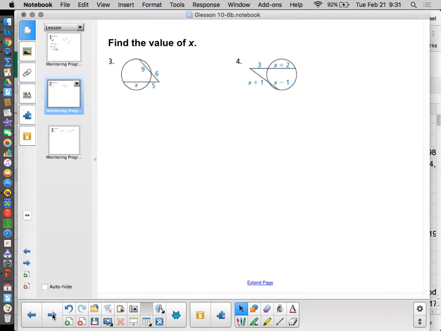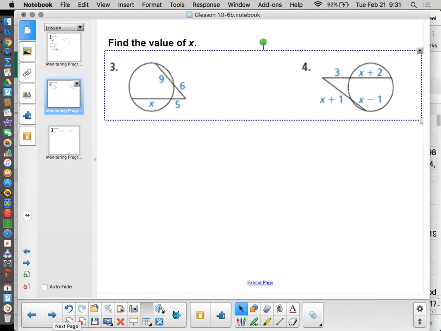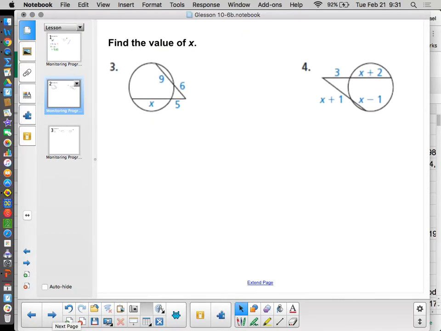Same thing's taking place here, it's just that the point of intersection is moved outside the circle, and we have to resist the temptation. I'm going to make these a little bit bigger for us here. We have to resist the temptation to do 5 times x equals 6 times 9. That's going to be wrong. It just doesn't work because x does not have an endpoint at the point of intersection.